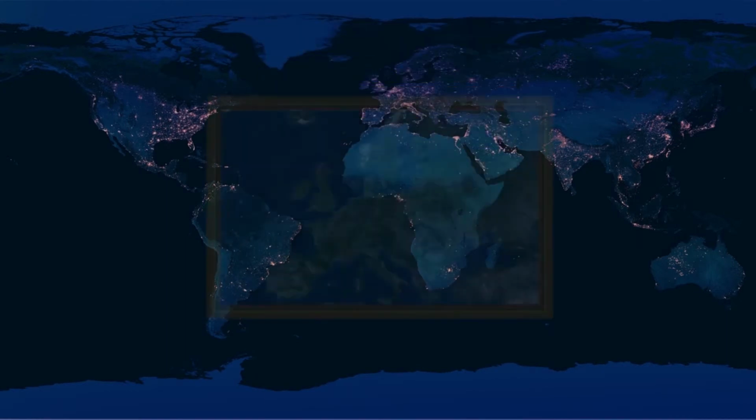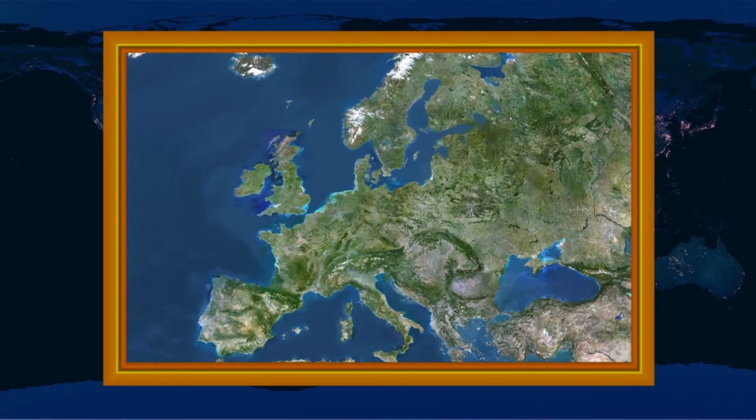Europe. This continent lies to the west of Asia and is much smaller than Asia. It lies entirely in the northern hemisphere but extends into both the eastern and the western hemispheres. The Arctic Circle passes through it. On three sides, it is surrounded by the Atlantic Ocean, the Mediterranean Sea, and the North Sea.